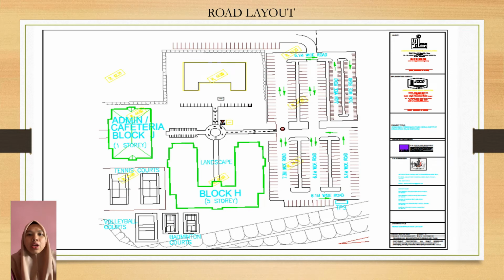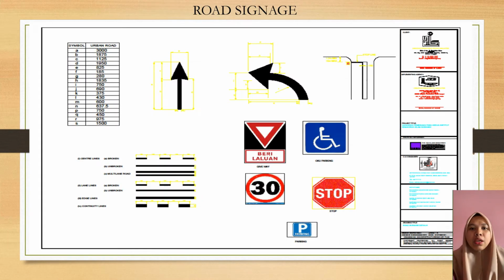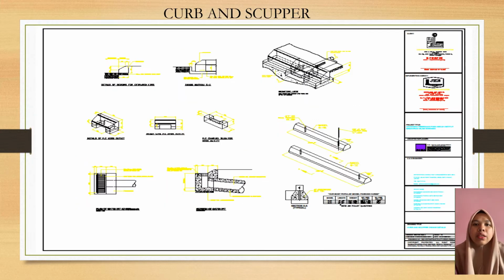This is the road layout that has been designed at the construction site. This is the road marking and road signage that has been posted at the construction site. And lastly, dimension of cup and scupper for road.